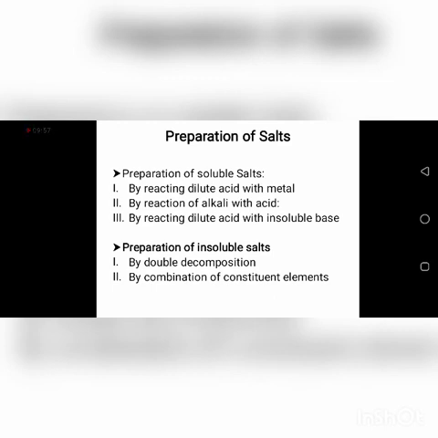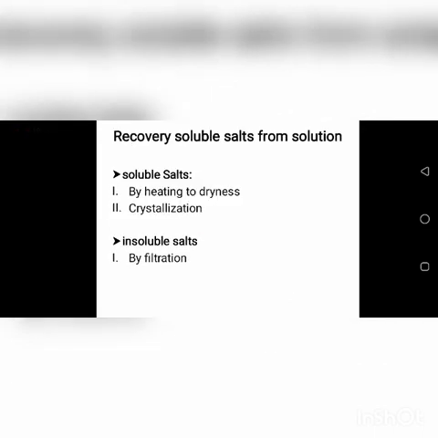Preparation of insoluble salt: you can prepare insoluble salt by a method called double decomposition, whereby two soluble salts react together. They give us one insoluble salt and one soluble salt. So the method that we use to prepare insoluble salt is what we call double decomposition. Or by combination of constituent elements, you can add the two elements together to give us the salt.